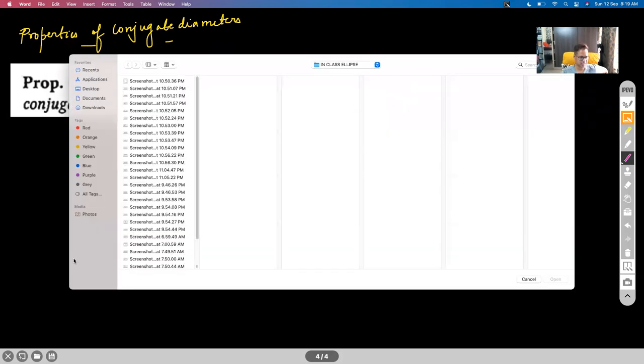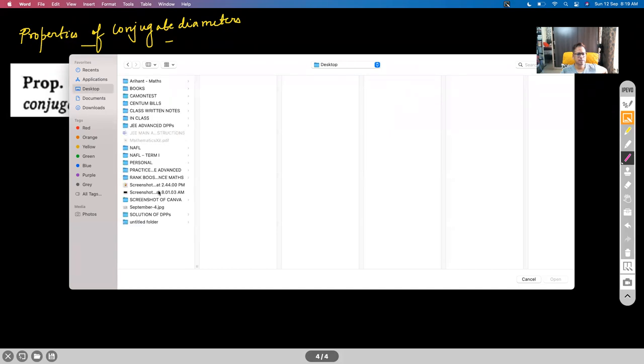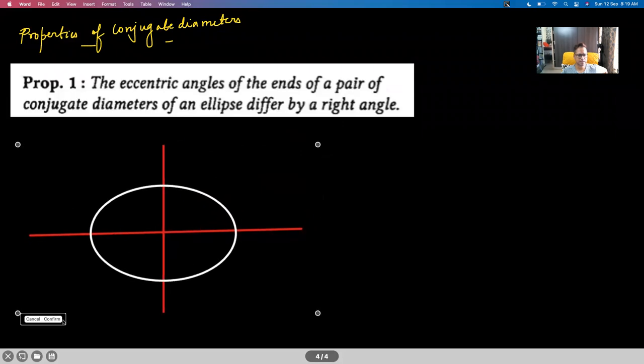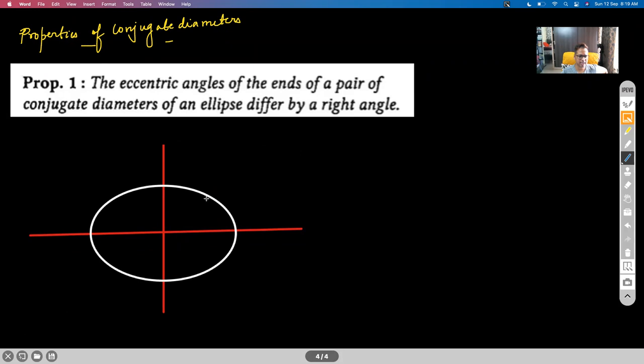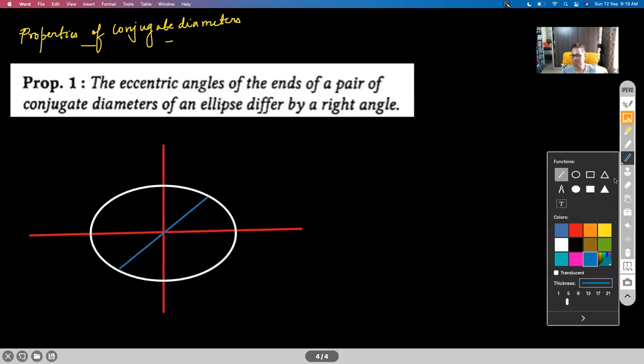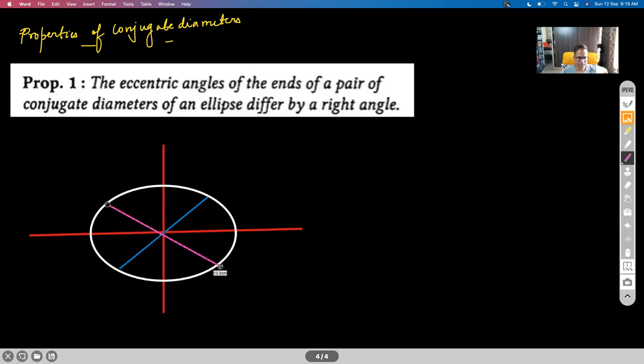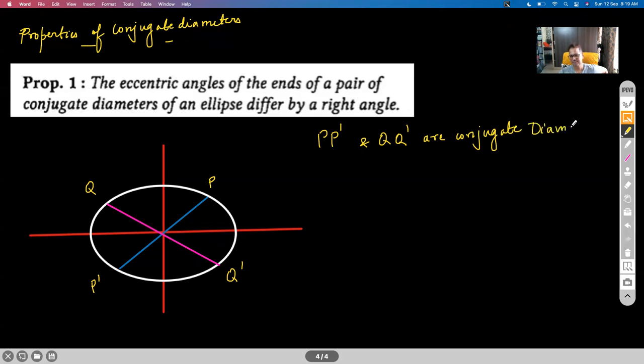Now let me make a diagram first of all. Let us say this is my pair of conjugate diameters. So I'll make it in blue and pink. Now I've not drawn the chords just for the purpose of keeping the diagram neat. So you can say, let's say, P, P dash and Q, Q dash. So P, P dash and Q, Q dash are conjugate pairs. There can be several sets of conjugate pairs. So this is one set of conjugate diameters I have taken. Now, what this particular property is trying to say is that if this P has an eccentric angle of, let's say, phi, then this Q will have an eccentric angle of pi by 2 plus phi.